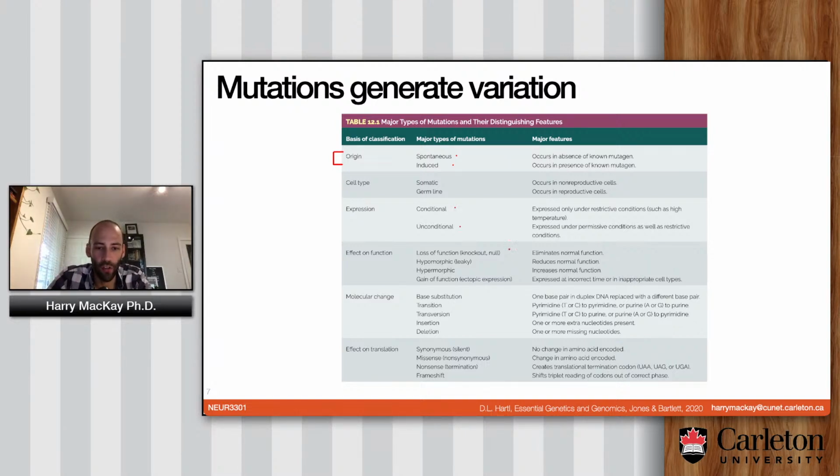The effect on function, of course, can do lots of things. Molecular change, we talked about this, whether it's substitutions or transitions or transversions or insertions or deletions. This transversion thing, I don't think that's really too relevant to us. That's kind of biochemically meaningful. It's easier to change one purine for another purine than it is to change a purine for a pyrimidine, but that's not something to worry about for us. And then, of course, effect on translation.